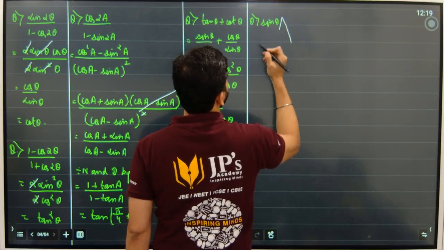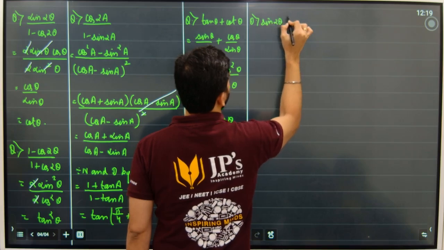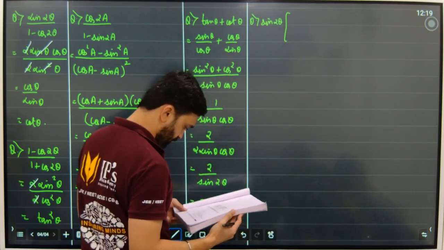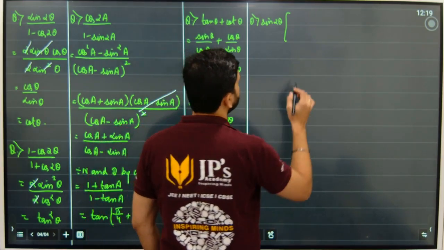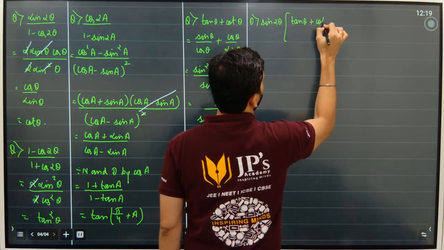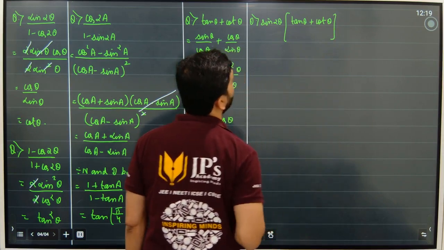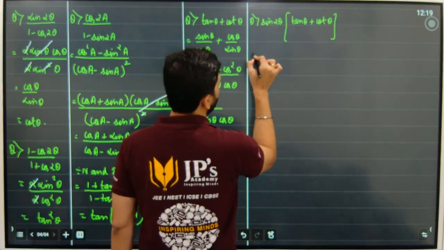Sin 2 theta into tan theta plus cot theta. Okay, sin 2 theta into tan theta plus cot theta. I'll directly put the value.